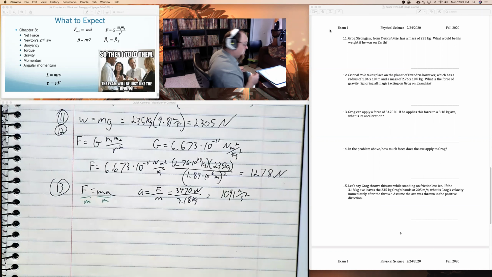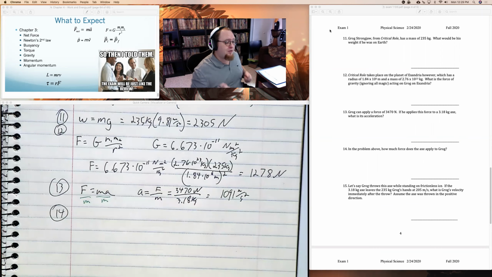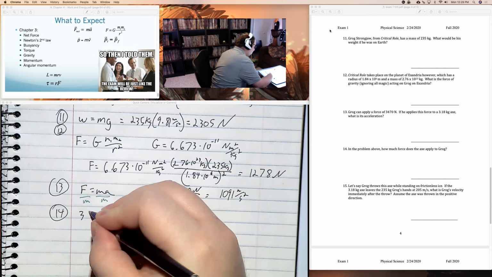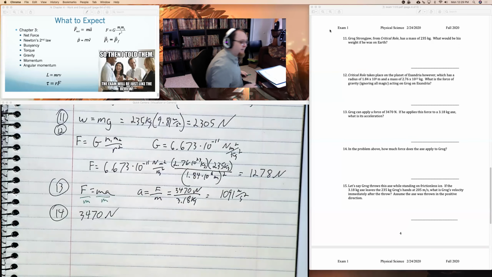Problem 14. In the problem above, how much force does the axe apply to Grog? That's Newton's third law. For every action there is an equal and opposite reaction. If he applies 3,470 newtons to the axe, the axe applies 3,470 newtons to him. This was all or nothing.